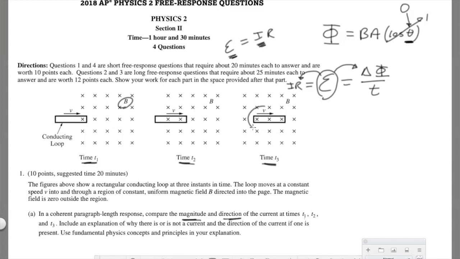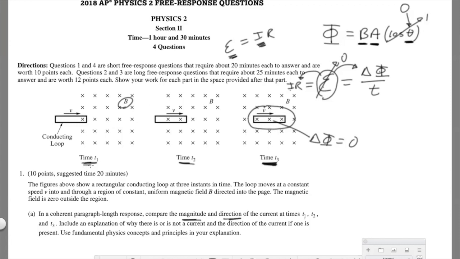Now here, at time T3, the flux is no longer changing, because if you look at the flux equation, the magnetic field is constant, and the area of the loop exposed to the field is no longer changing. So here, the change in magnetic flux is 0. Nothing is changing. And if there's no change in flux, that means that the induced voltage will be 0. And if the induced voltage is 0, the current will be 0. So that's part of the answer. At time t3, the current in the loop is 0 because there's no induced voltage. And the reason why there's no induced voltage is because there's no change of flux inside the loop.